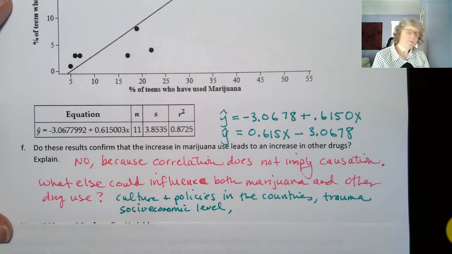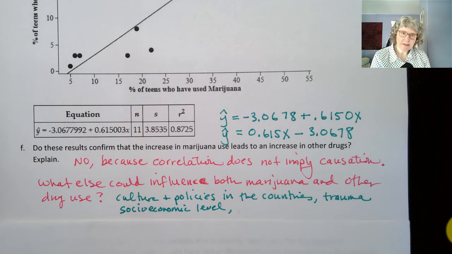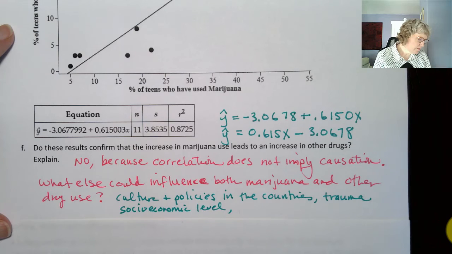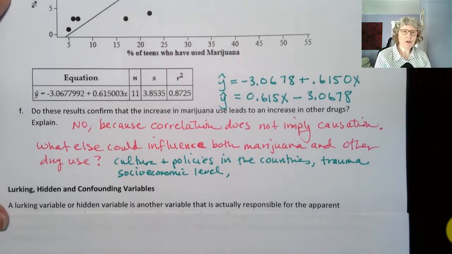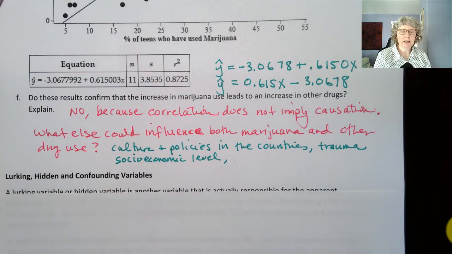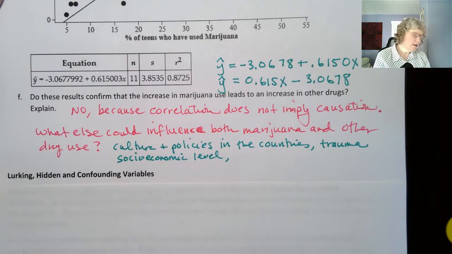So any variable that you can think of that may be influencing this instead, right? We want to be on the lookout for those. Okay, so list anything else that you can think of. And what these are called is lurking, hidden, and confounding variables. Okay, so we always want to be on the lookout for those.